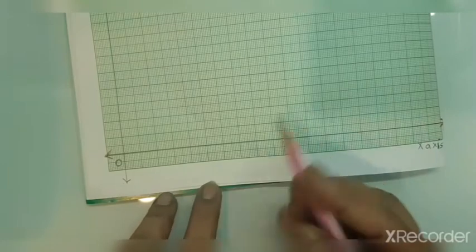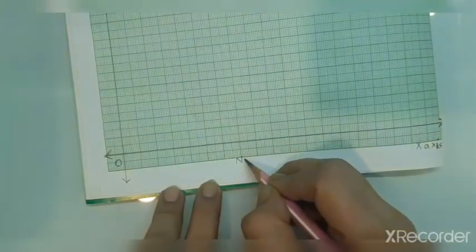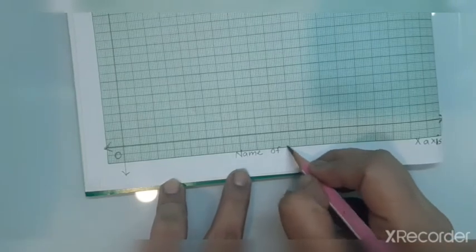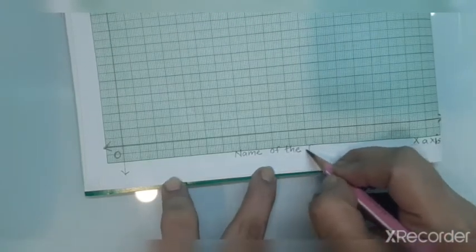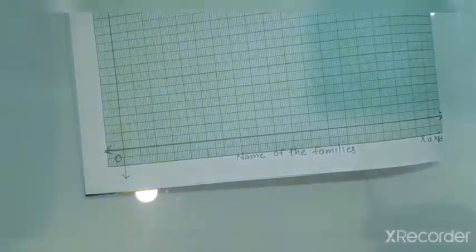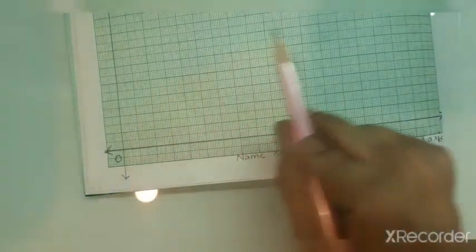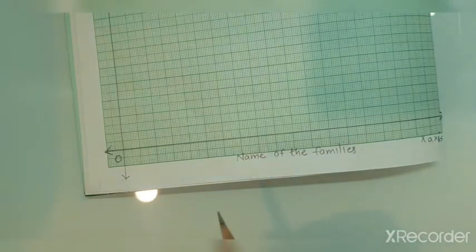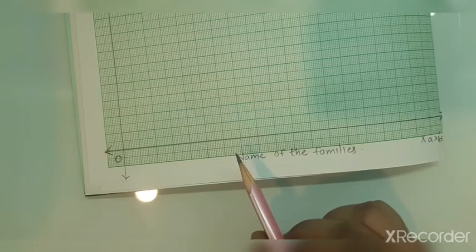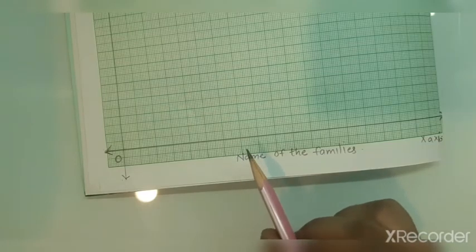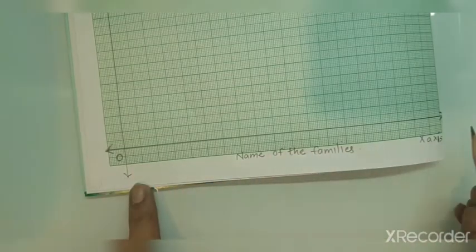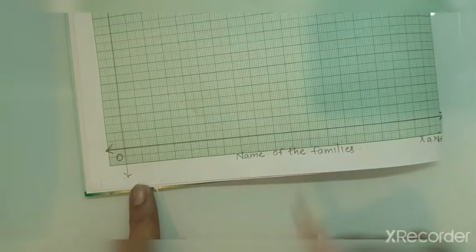So I will mention here the name of the families. And a very important thing: anything we are doing on the graph paper has to be done with a pencil. Very important, no colored pencil, no pen, nothing, just a simple pencil. So on the x-axis I'm going to write the name of the families.